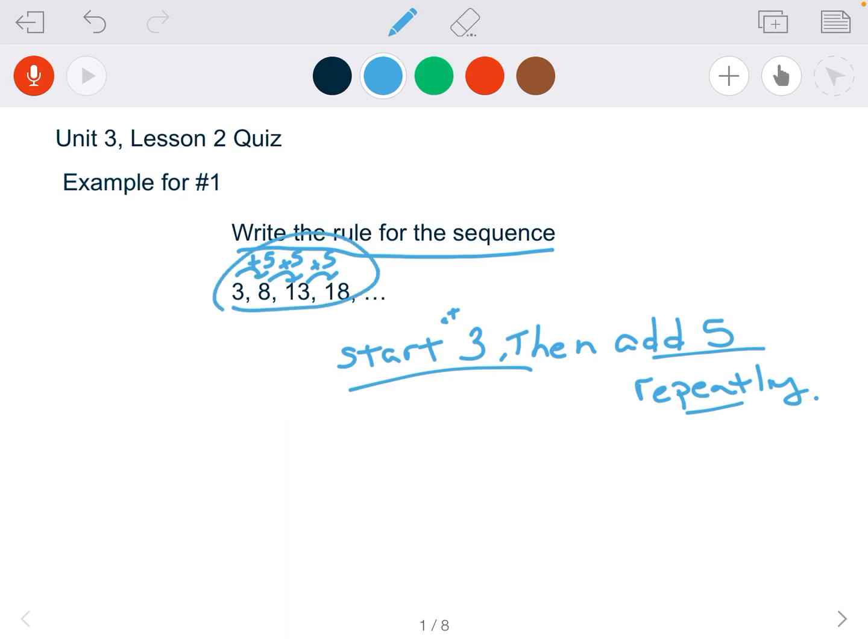So look at the rule. Try to figure out what's going on in example 1 for you. Pause this video until you're done with question 1.